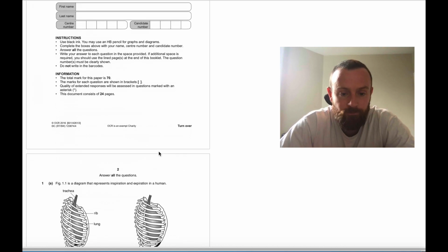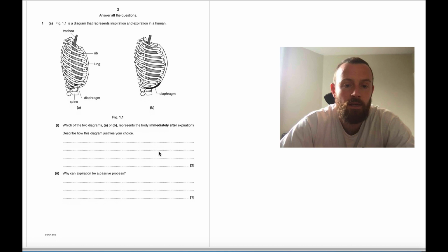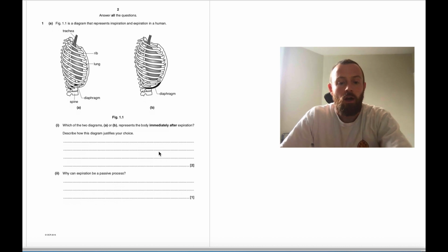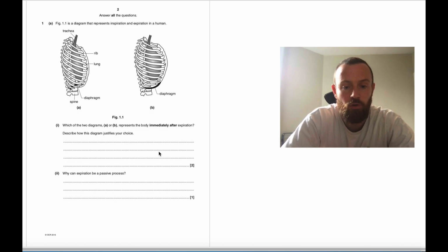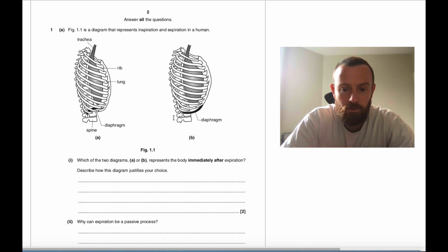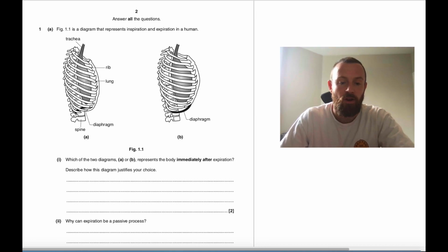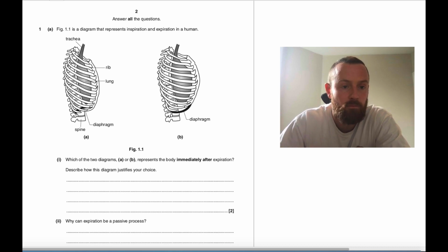Okay, so the first question down here is about breathing, the mechanism of breathing, inspiration and expiration. So here we have two diagrams, and it says, which of the two represents the body immediately after expiration, which is exhaling? Let's zoom in here. Which of the two represents the body immediately after expiration? Okay, so it's A, basically.